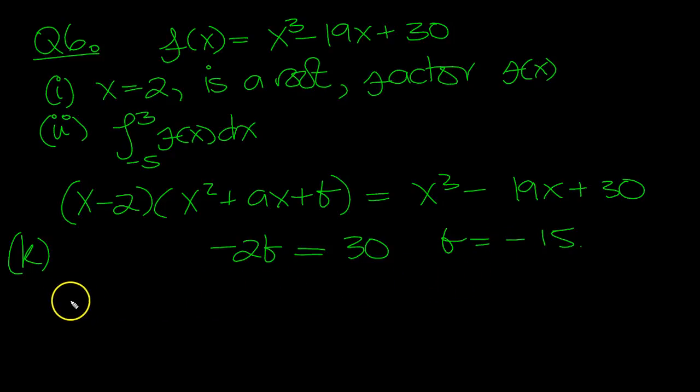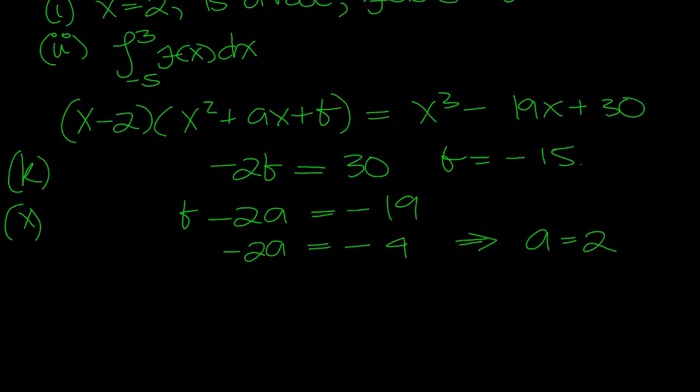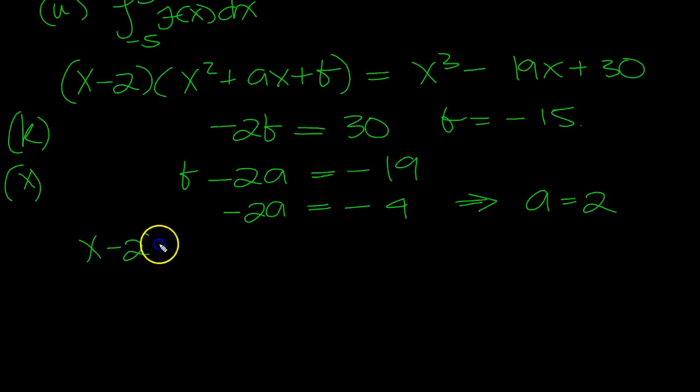Okay. And if we look at the x terms now, we'll have bx minus 2a is equal to minus 19. So minus 2a is equal to, this is minus 15, so this will be minus 4. Yeah, that's right. So a is 2. So you've got x minus 2, x squared plus ax minus 15.